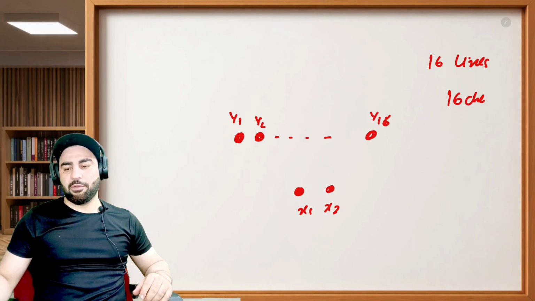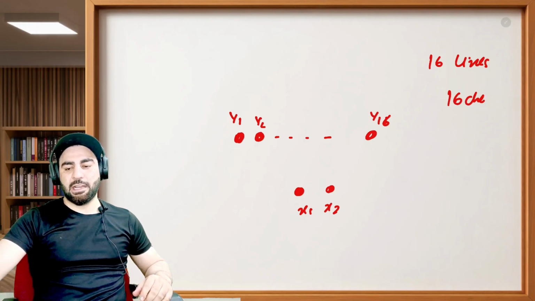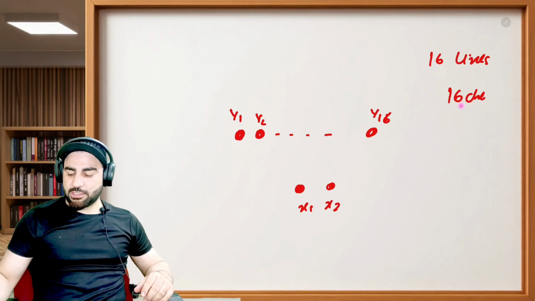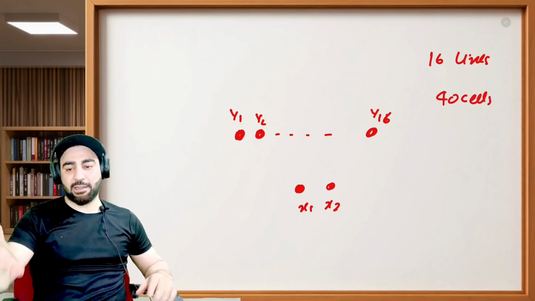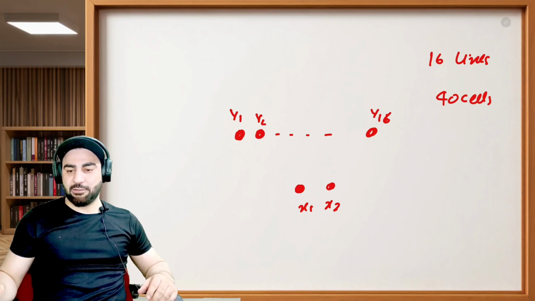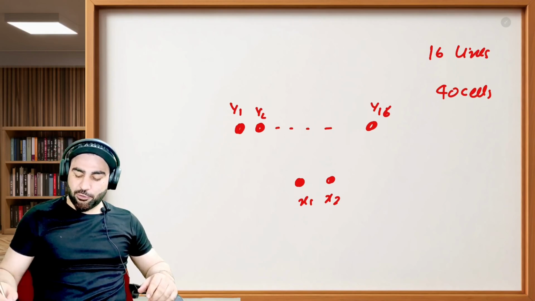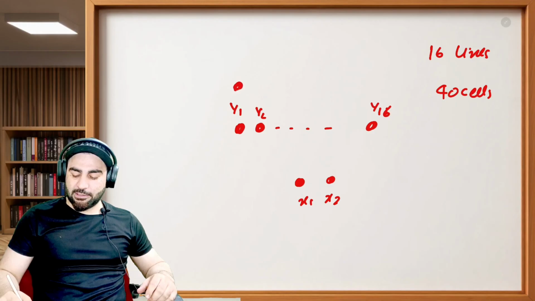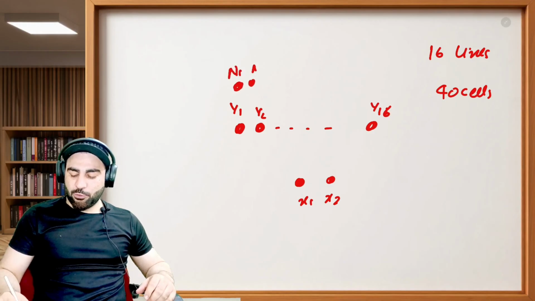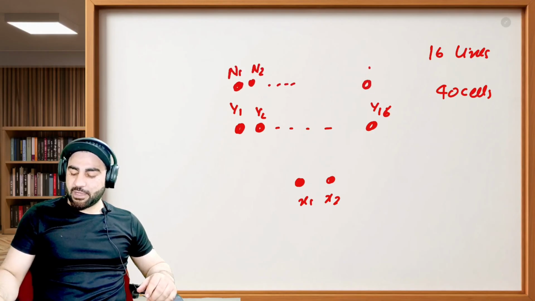With these 16 neurons in the first hidden layer, and then in the second hidden layer, let's suppose you have basically 40 cells which are active. If you count the number of cells, I have written it down here. So in the first layer you'll use 16 neurons. In the second layer you'll use 40 neurons. Call this N1, then N2 till N40.